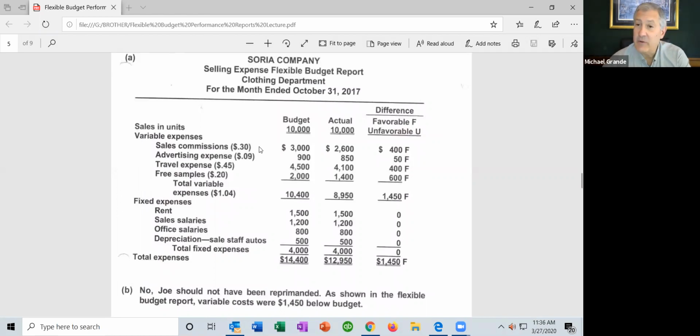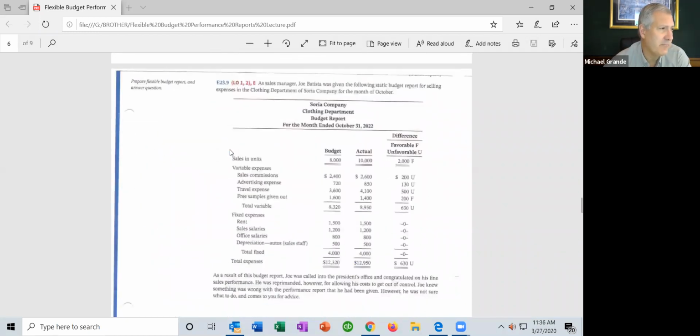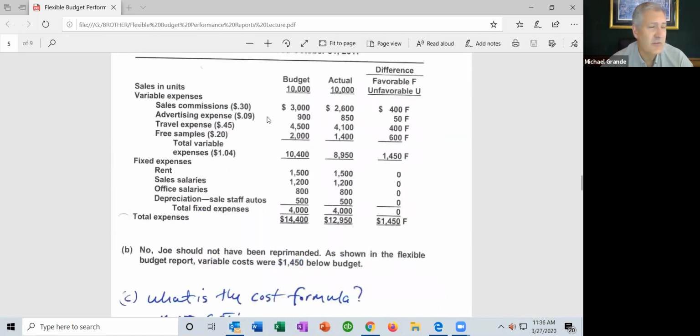First thing you've got to do is figure out what's the variable cost per unit. They gave you those numbers here, but let's walk through it together. How do we get these numbers? We have to go back to the problem and ask ourselves, what is the variable cost per unit for sales commissions? Cost per unit is something we're very familiar with. The sales commission is $2,400. The number of units is 8,000. $2,400 divided by 8,000 units is 30 cents per unit.